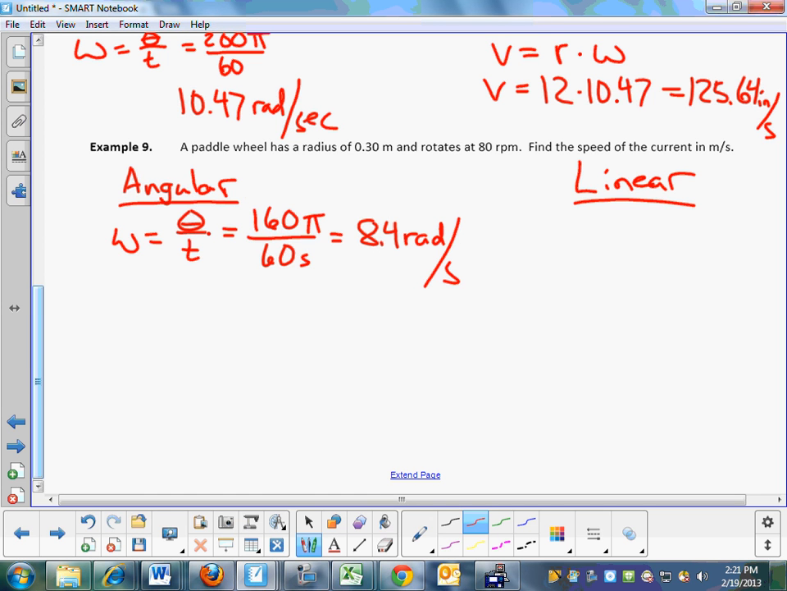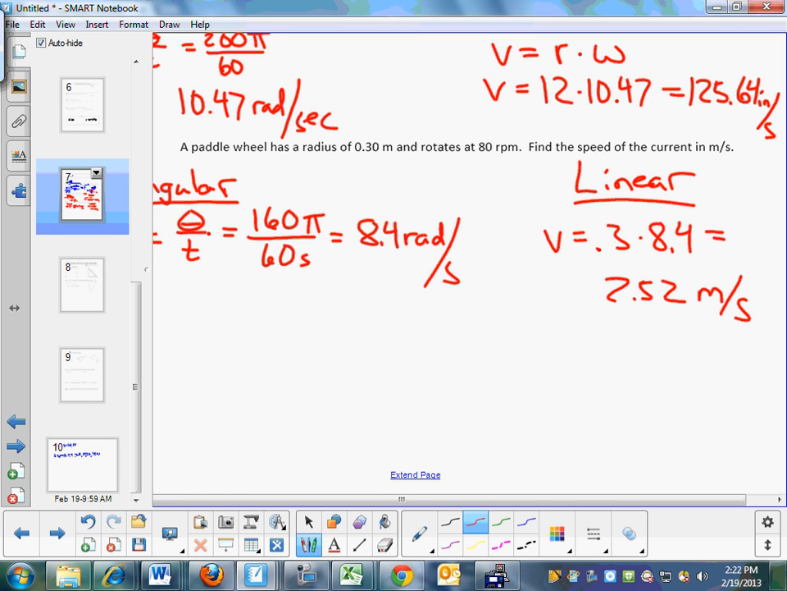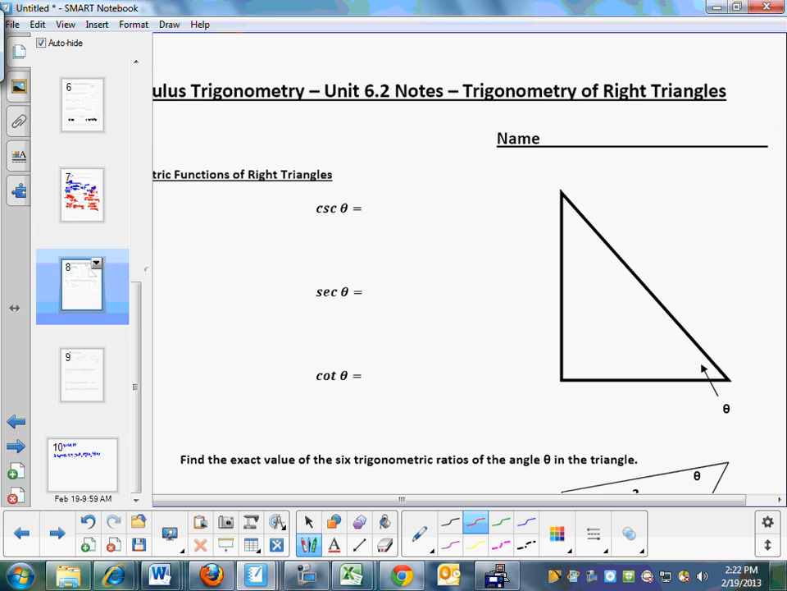Find out the current, which is pushing the paddle wheel. And I know that velocity is equal to r omega. What's r? 0.3 times omega, which is 8.4. 2.52. Give me a label. Meters per second. 2.52 meters per second. Cool. All right, flip it over. Any questions on that? All right, we start the new section.